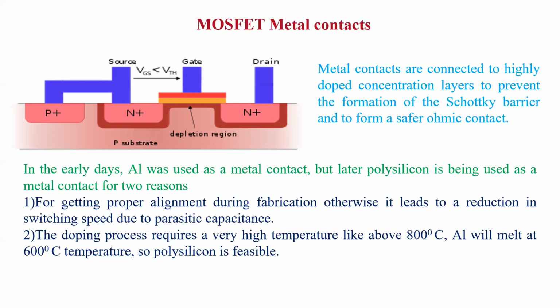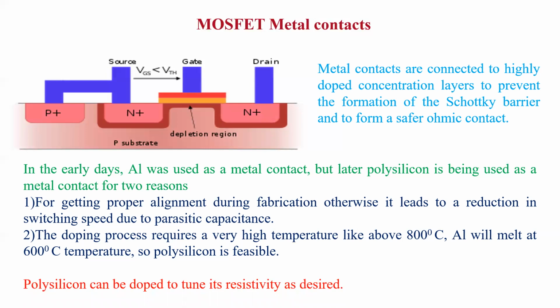The second reason is that the doping process of a MOSFET requires very high temperature, above 800 degrees Celsius. But aluminum will melt at only 600 degrees Celsius, so we cannot use aluminum. Hence, polysilicon is feasible.